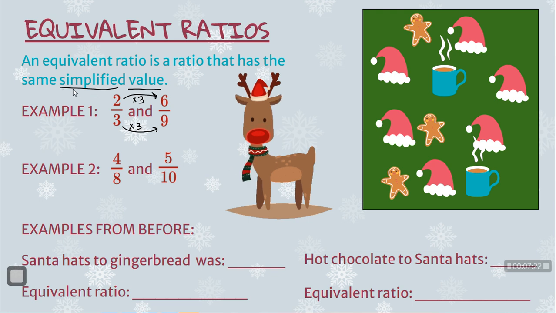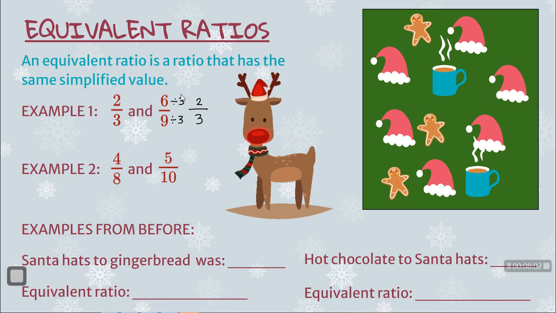Now, going back to this definition of simplified value, let's talk about that for just a moment, okay? Instead of thinking about how can I get from 2 to 6, I could look at this fraction right here. I think I can simplify this fraction by dividing by the same number, 6 divided by 3 and 9 divided by 3. When I do this, 6 divided by 3 is 2 and 9 divided by 3 is 3. Notice I got the same ratio that I had over here, 2 to 3. So 6 to 9 is equal to 2 to 3.